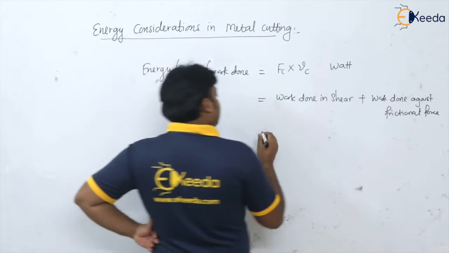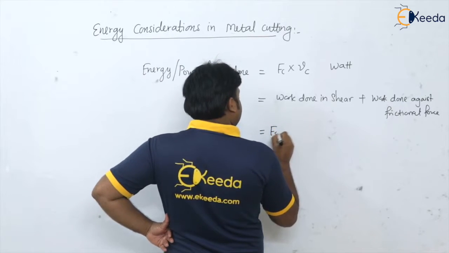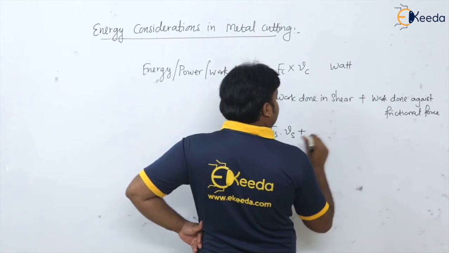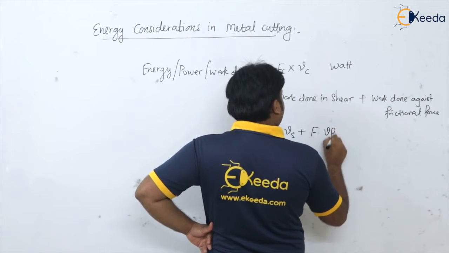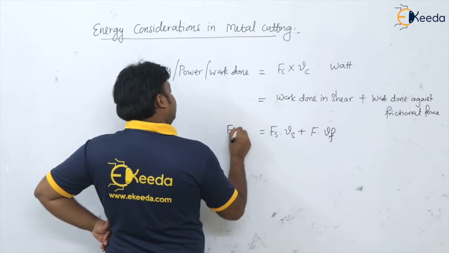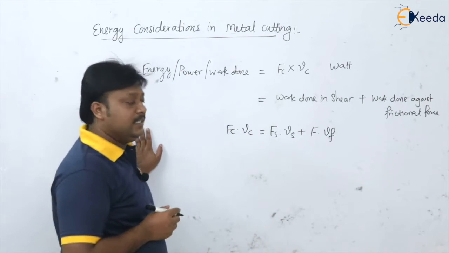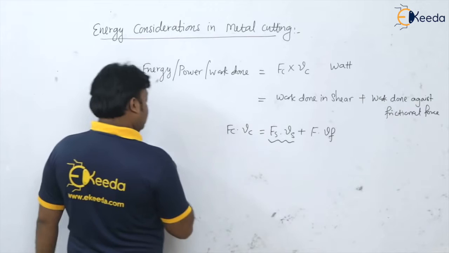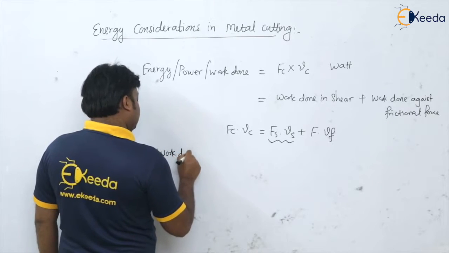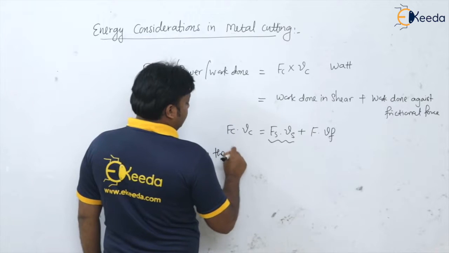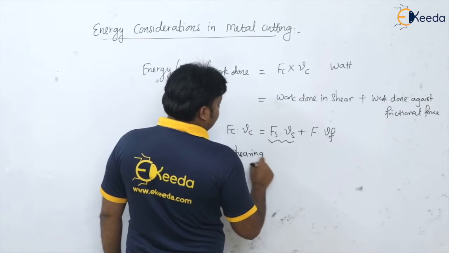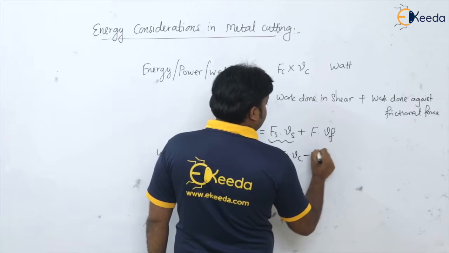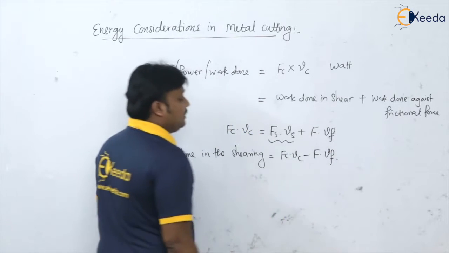Okay, so how can we write the work done in shear? That is shear force into the shear velocity, plus work done against the friction, that is frictional force into flow velocity, which is equal to Fc into Vc, isn't it? Now if we want to write the work done in shear, how much is it? That is total work done Fc into Vc minus F into Vf, isn't it?